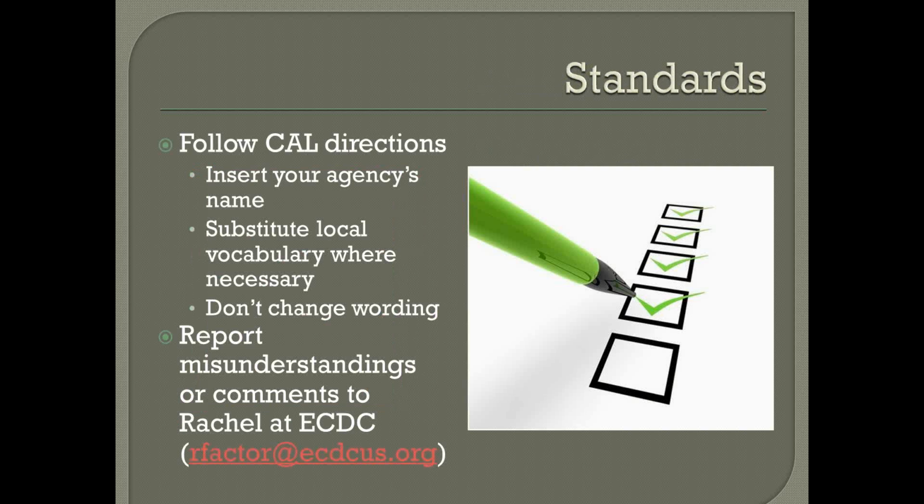As for the standards of giving the CO assessment, CAL's directions state to insert your agency's name. When you print out the model assessment, you'll see that there are areas in which you need to write your own agency's name. This is especially important if you're giving the written assessment. You want to make sure that you switch that out with the correct information. They also mention substituting local vocabulary where necessary. That might be up to you if you call the public transportation system by its name, or if you say metro or you say subway. Whatever you use, you should substitute that.